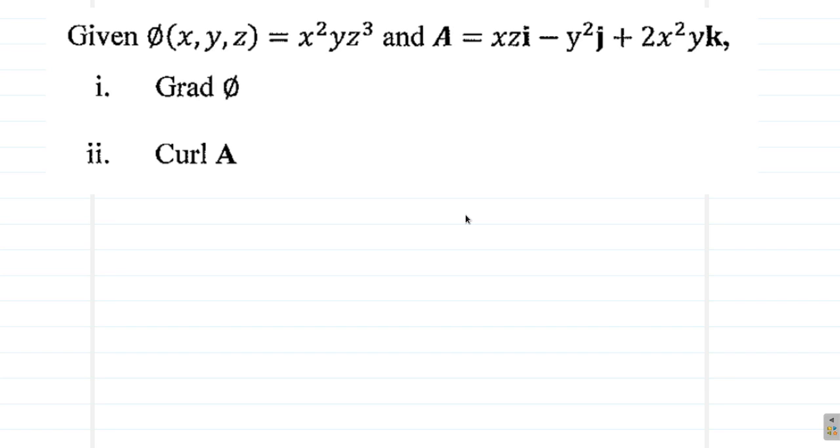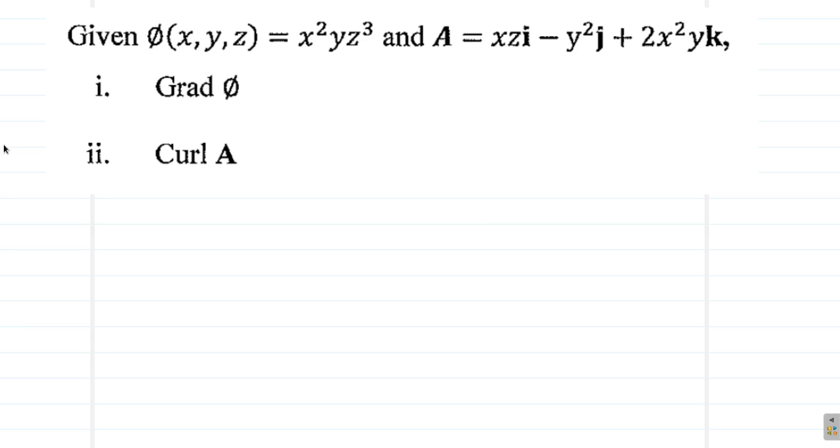Here you're given the function phi of xyz is equal to x squared y z cubed, and A is equal to xz i minus y squared j plus 2x squared y k. You must find the grad of phi and the curl of A. Write it down, pause the video, and work them out. Okay, good. So you've done that and you're finished.